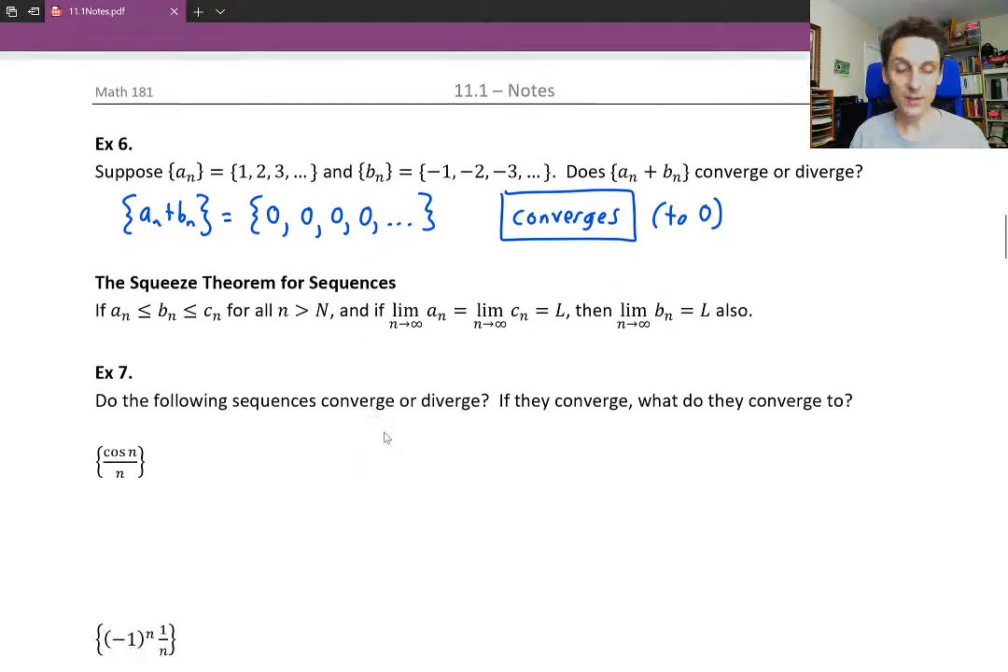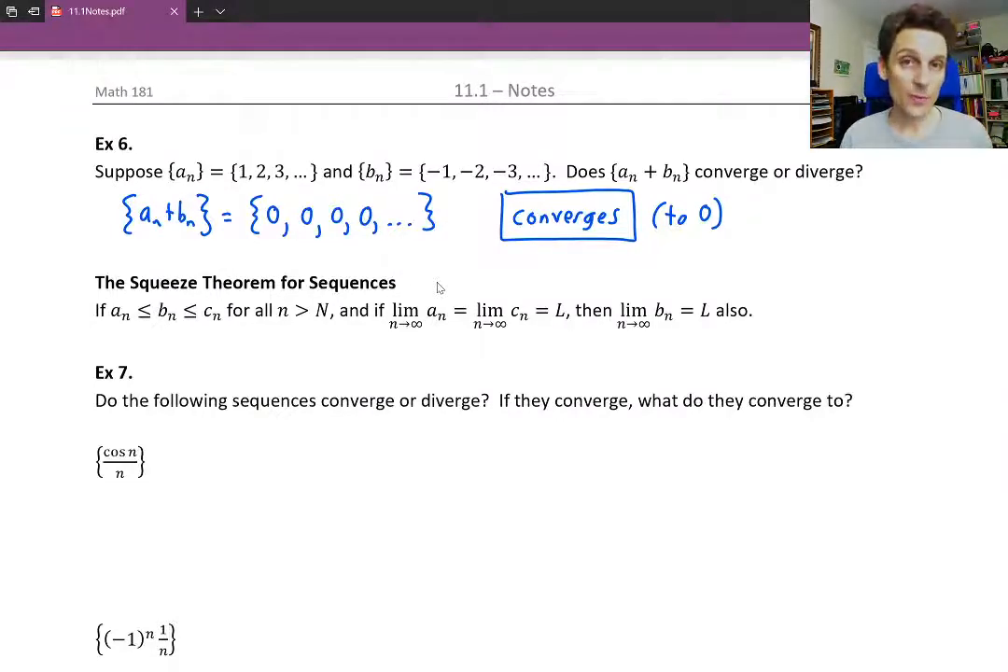The same thing could happen if you multiply two sequences together. Like if you multiply 1, 2, 3 with 1, 1/2, 1/3, and 1/4, and so on. You're always going to multiply them to get 1, and so you'll get a convergent sequence, even if one of them diverged. So you can think about these interesting cases with sequences.